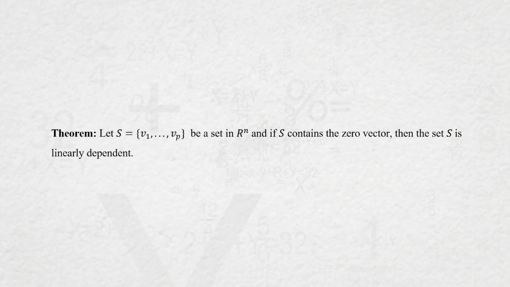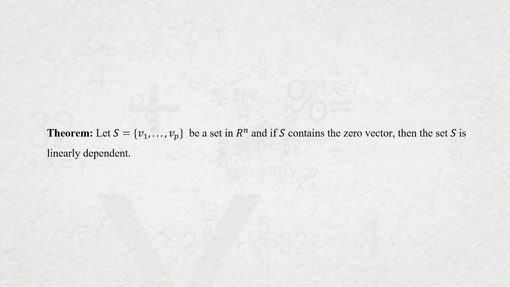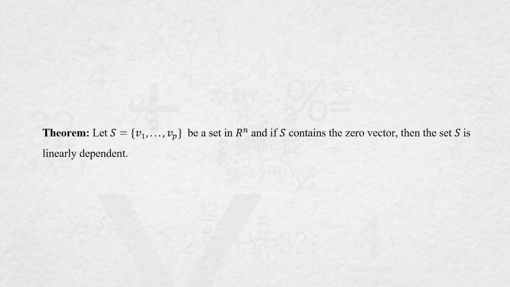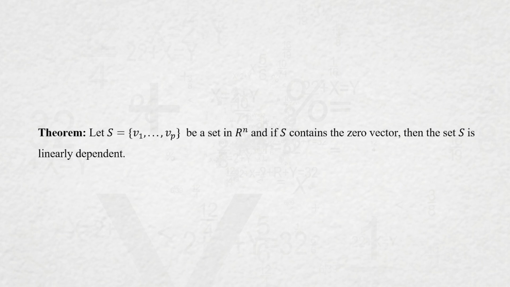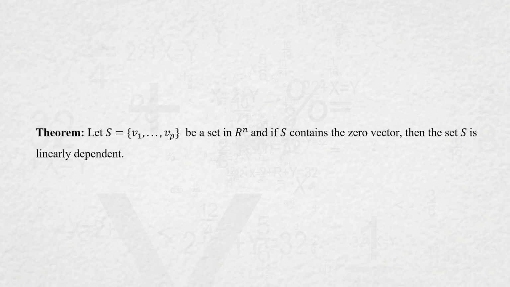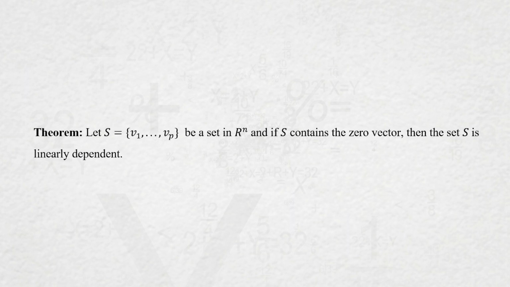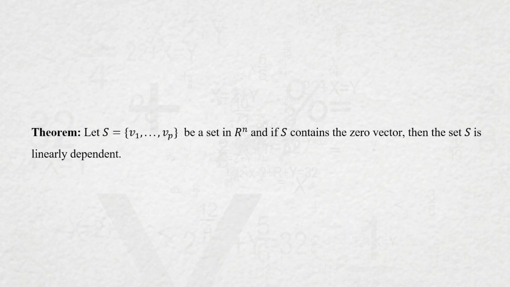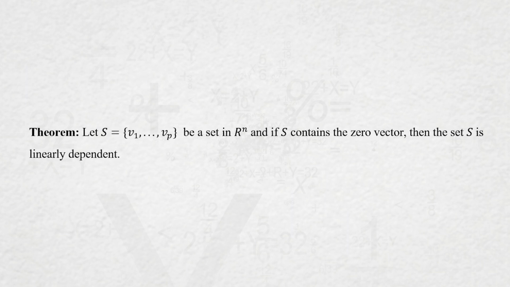And the next theorem states: let S equal to the set containing V1 to Vp be a set of p vectors in R power n, and if the set S contains the 0 vector, then the set S is linearly dependent. This proof is also left to the learners. You can see the proof in the material.